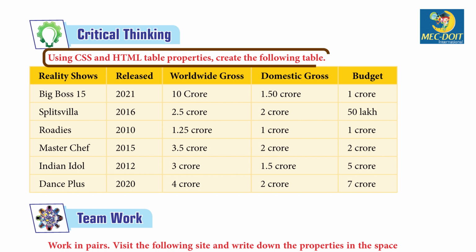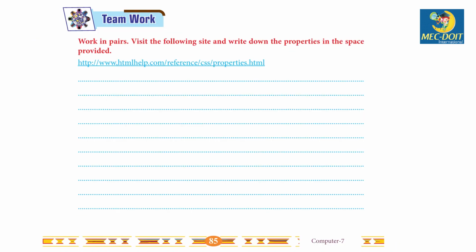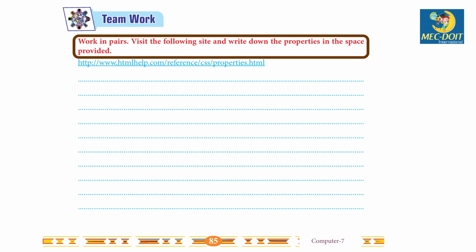Critical thinking. Using CSS and HTML table properties, create the following table. Answer: ask students to do it by themselves. Teamwork. Work in pairs. Visit the following site and write down the properties in the space provided. Answer: ask students to do it by themselves.